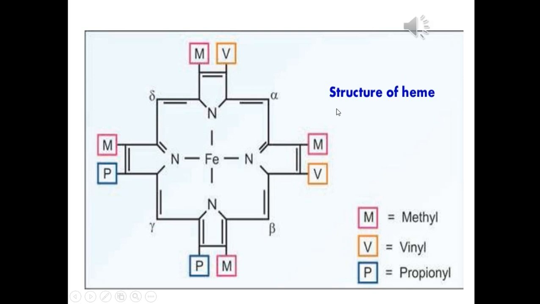This slide shows the structure of heme. It means porphyrin 9 with metal. Here is iron complex formation with the 4 nitrogen atoms of the tetrapyrrole ring. Without the iron, I would have porphyrin 9, because the substitutions present are methyl, vinyl and propanoyl.